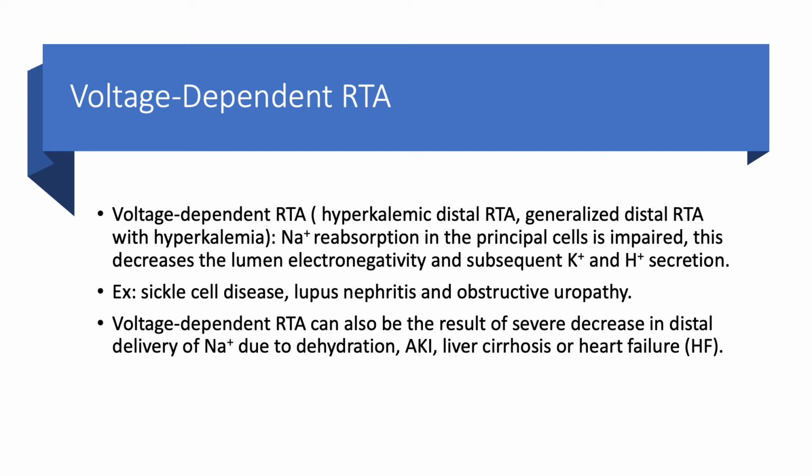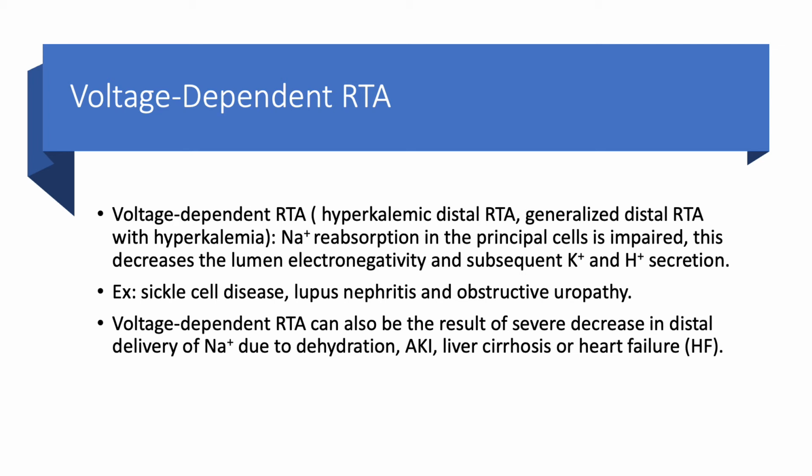Now, voltage-dependent RTA can also happen as the result of decreased delivery of sodium due to dehydration, acute kidney injury, liver cirrhosis, or heart failure. Same thing, if you don't have enough sodium delivery, then you have decreased lumen electronegativity, and then potassium will not exit. Remember that sodium will have to go in for potassium to go out. If you don't have enough sodium going in, then you're not going to have enough potassium exiting the cells or hydrogen. And in that case, you're going to end up with hyperkalemia and acidosis. So this is the voltage-dependent RTA, okay?